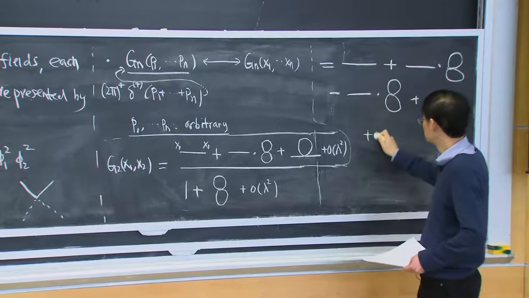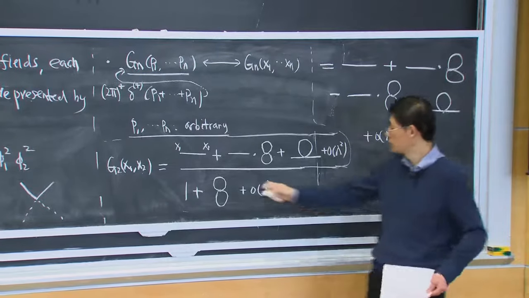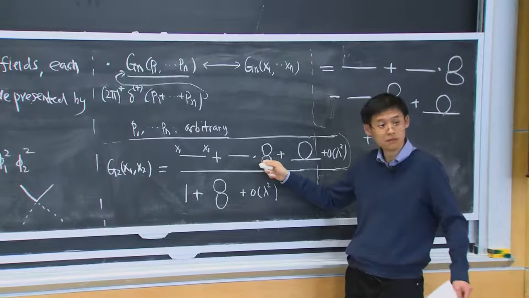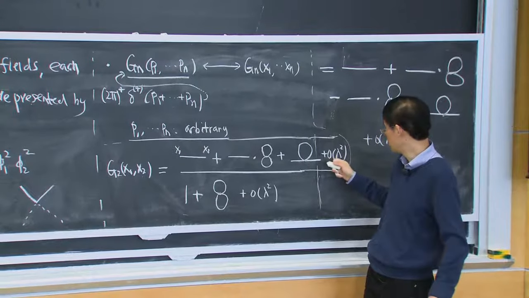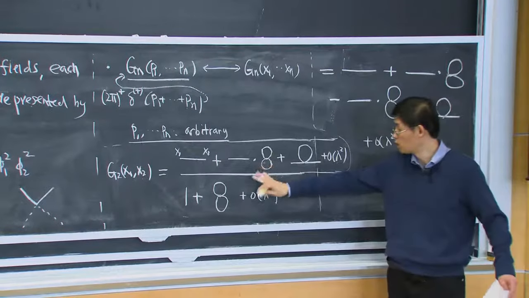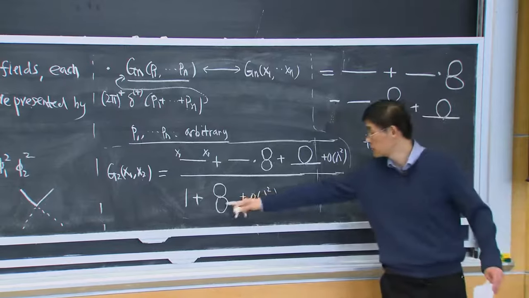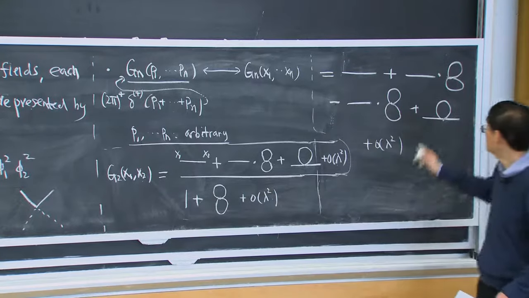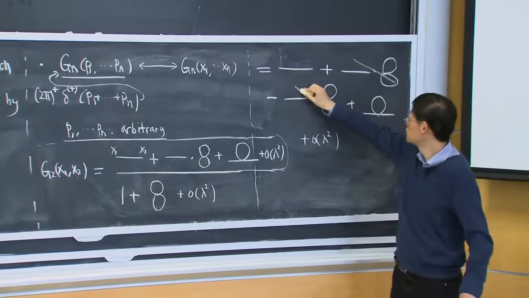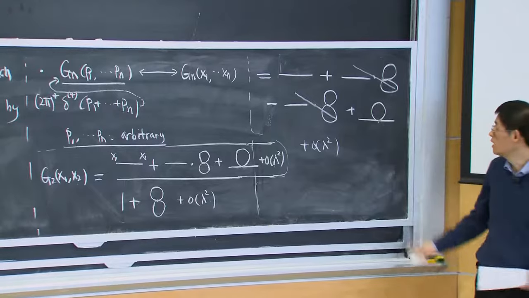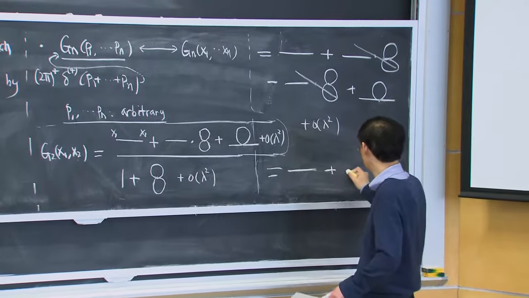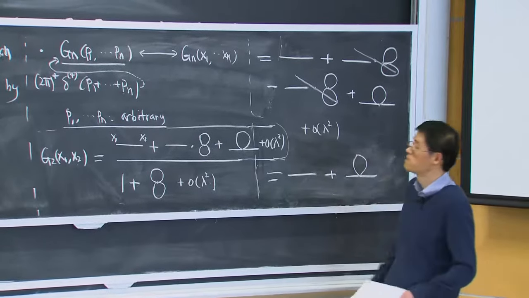And then you have this term, and the rest are all order lambda squared. You can also change this to a minus sign and multiply that, but that will be order lambda squared, and since we already neglected things in lambda squared, we don't worry about it. So up to order lambda, as we discussed before, these two cancel. In the end, you just have two diagrams, just this one and this one.